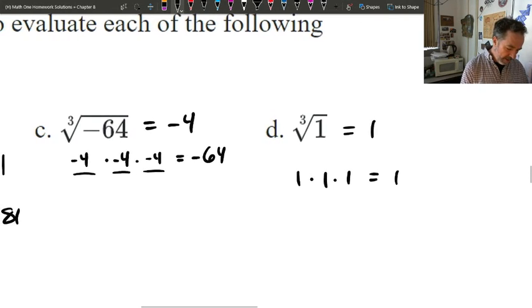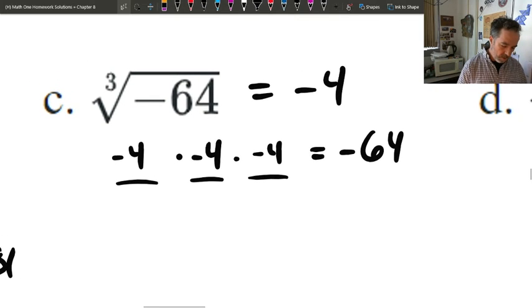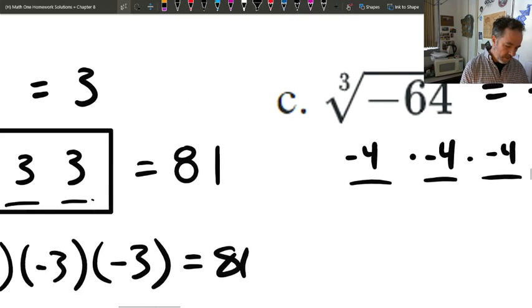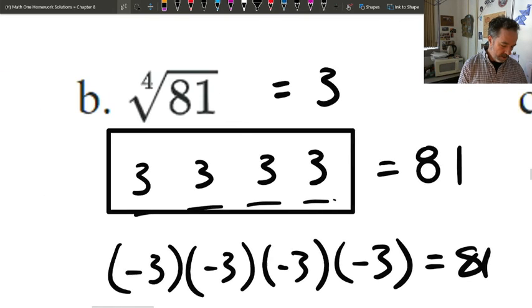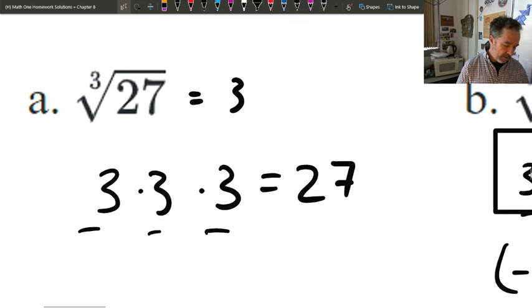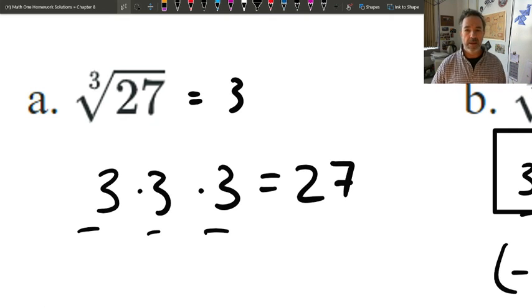I like how I said that. 3 factors of -4 equals -64. 4 factors of 3 gives me 81. And 3 factors of 3 gives me 27. All right, that's it.